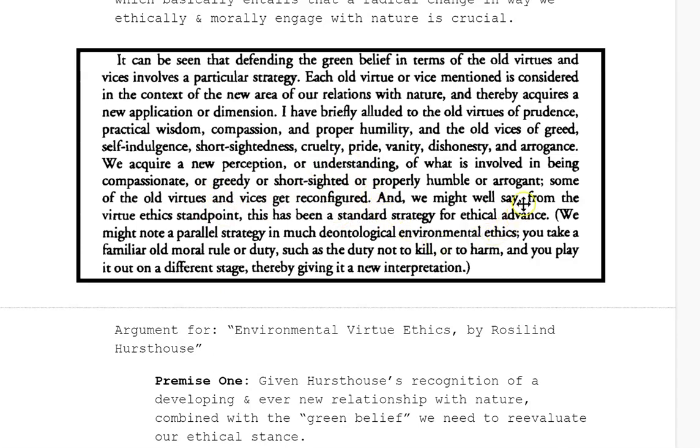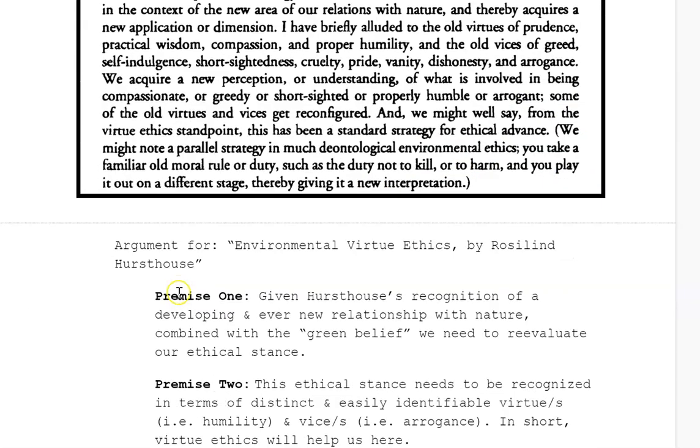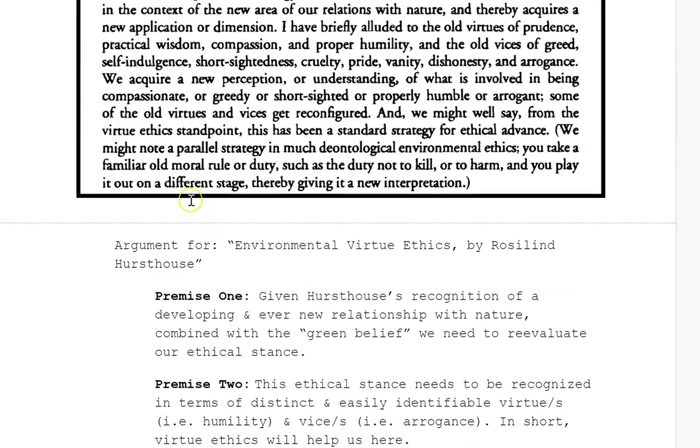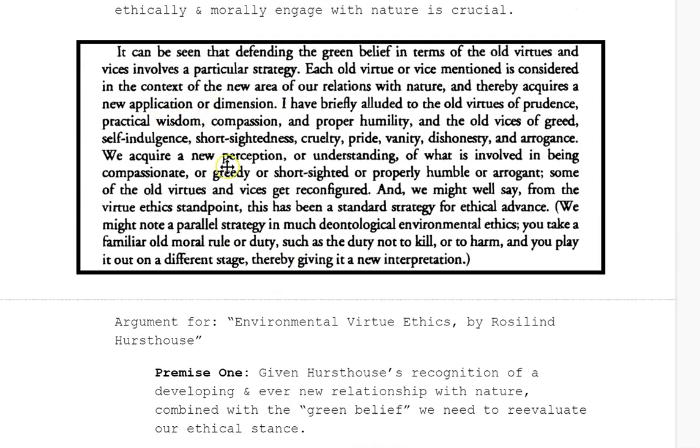And we might well say from the virtue ethics standpoint, this has been a standard strategy for ethical advance. So we note a parallel strategy in much deontological environmental ethics. You take a familiar old moral rule or duty, such as the duty to not kill or to harm, and you play it out on a different stage, thereby giving it a new interpretation. So in other words, she's developing a way in which to lay out a new virtue in terms of the way we understand nature.